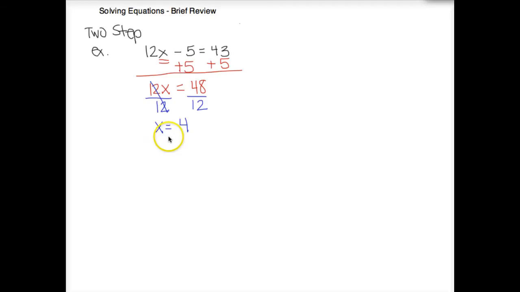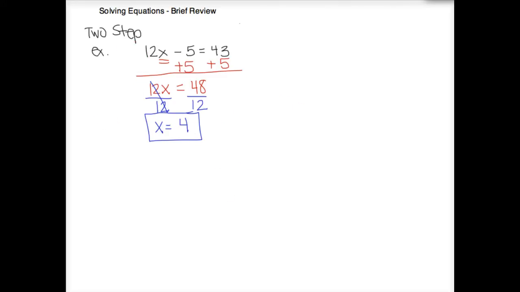Now, remember that when you solve an equation, just because you got x equals should not mean that you're done. When you are working even computational problems, and certainly even more important when we're problem solving with real life situations, you need to make sure your answer makes sense. So look at your 4, look at the original. If I put 4 in for x, 12 times 4 is 48. Minus 5 is 43. So I'm not just guessing, I know that 4 is my correct answer. So there's a basic two-step.